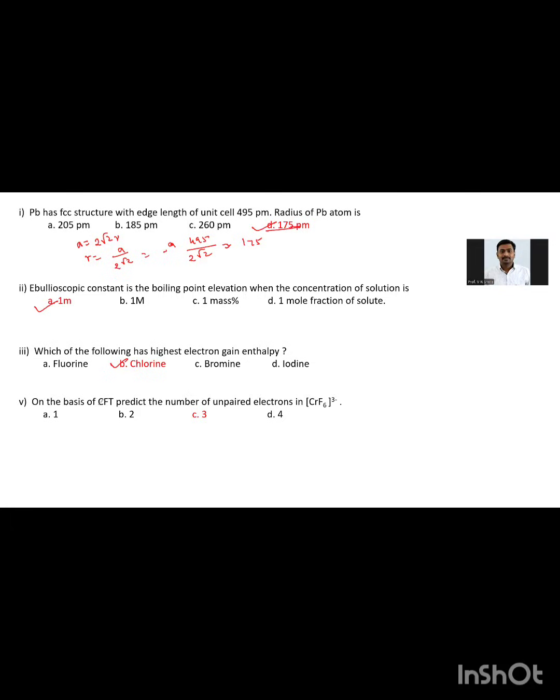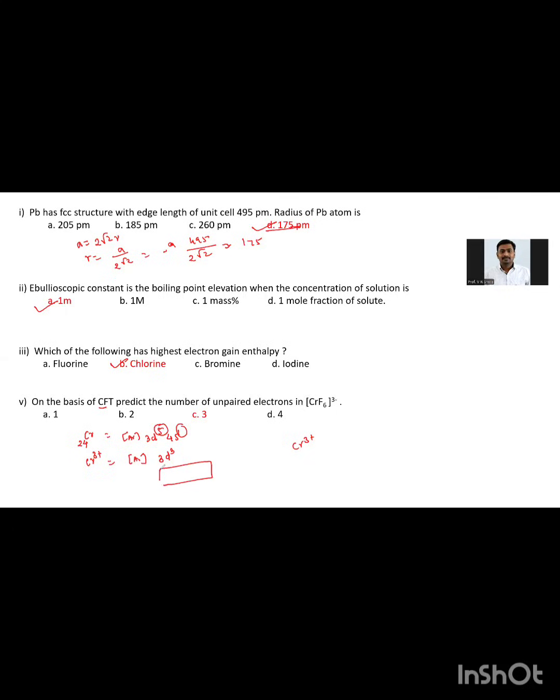On the basis of crystal field theory, predict the number of unpaired electrons for chromium. Chromium has atomic number 24, electronic configuration argon 3d5 4s1. But here chromium is observed in the 3+ oxidation state. Then the electronic configuration will be argon 3d3, as 3 electrons will be lost due to the +3 oxidation state. So 1 electron is lost from here and 2 electrons will be lost from here.